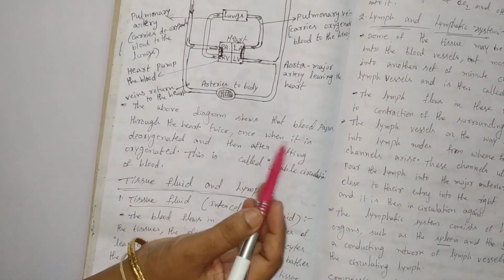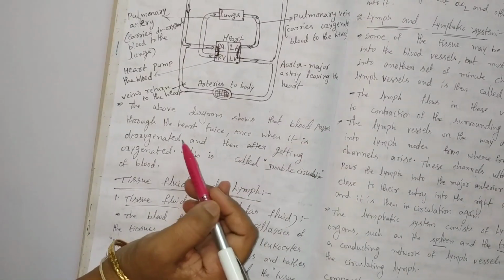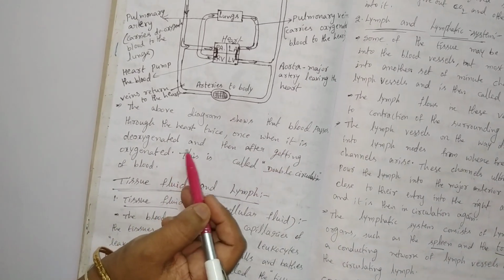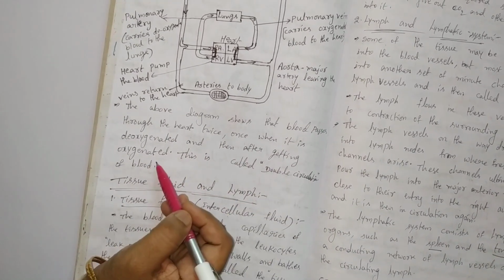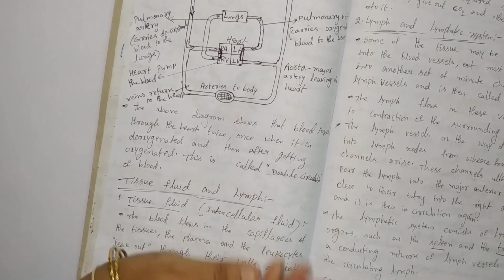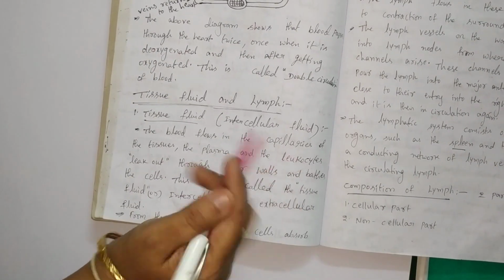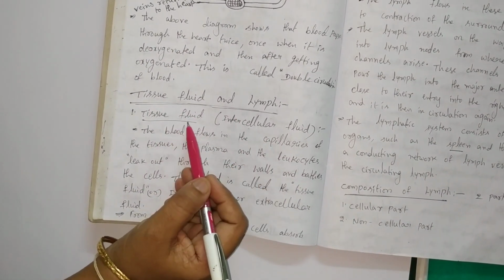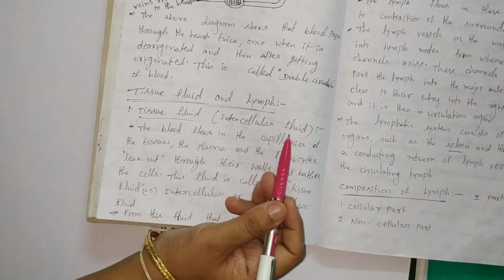The above diagram shows that blood passes through the heart twice, once when it is deoxygenated and then after getting oxygenated. So it is called a double circulation. Next topic is tissue fluid and lymph. What is tissue fluid? It is intercellular fluid.